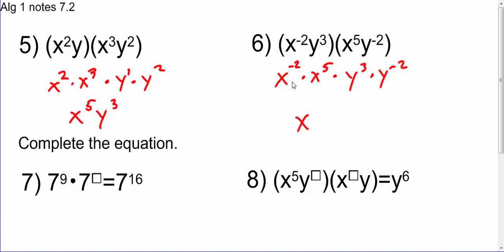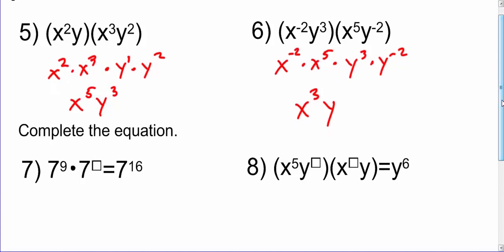And this will just simply give me negative 2 plus 5, so that's x to the 3 times y to the 3 minus 2, which is just y to the 1st, or simply y. Alright, let's take a look at these next two, a little bit different type of problem using the same concepts.